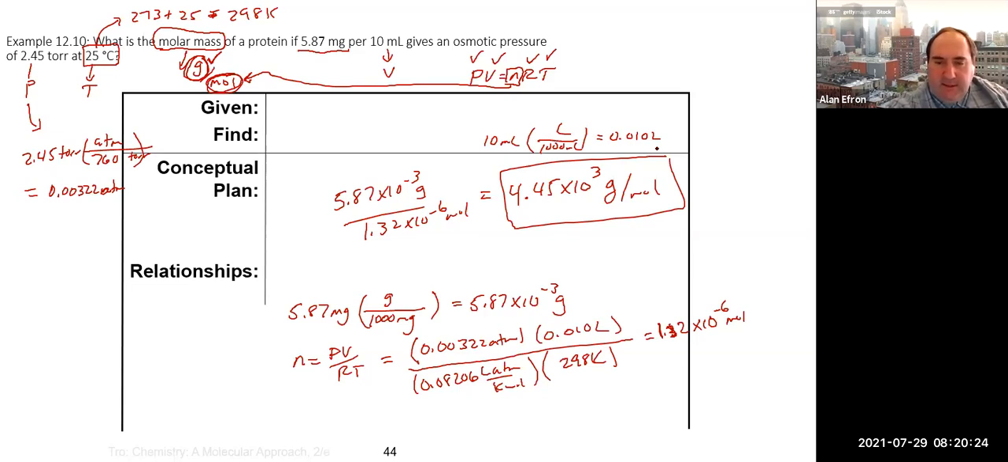Any questions on that? So this is pretty identical to what we talked about in the gas chapter, where we talked about calculating the molar mass of a gas using the ideal gas law, or really that formula as well. Any questions on that calculation there?